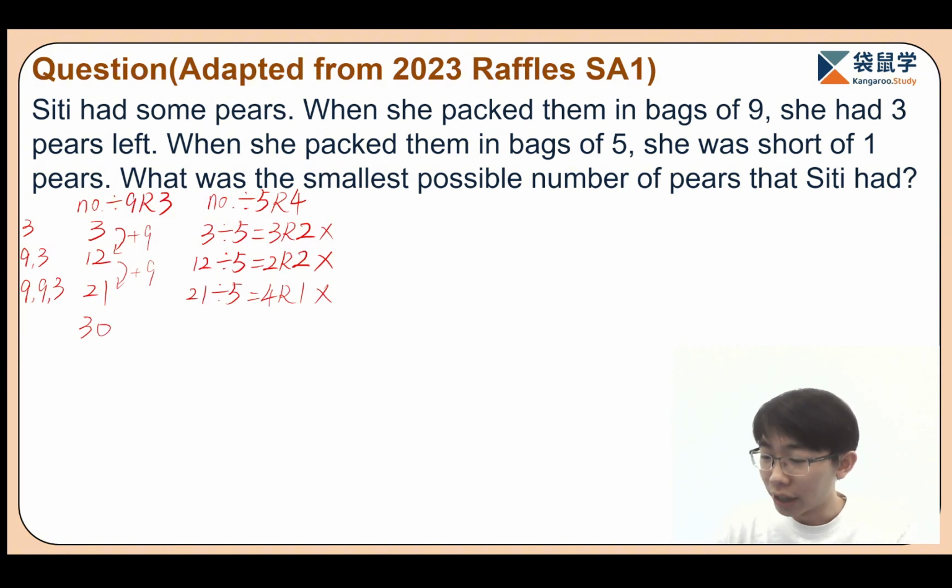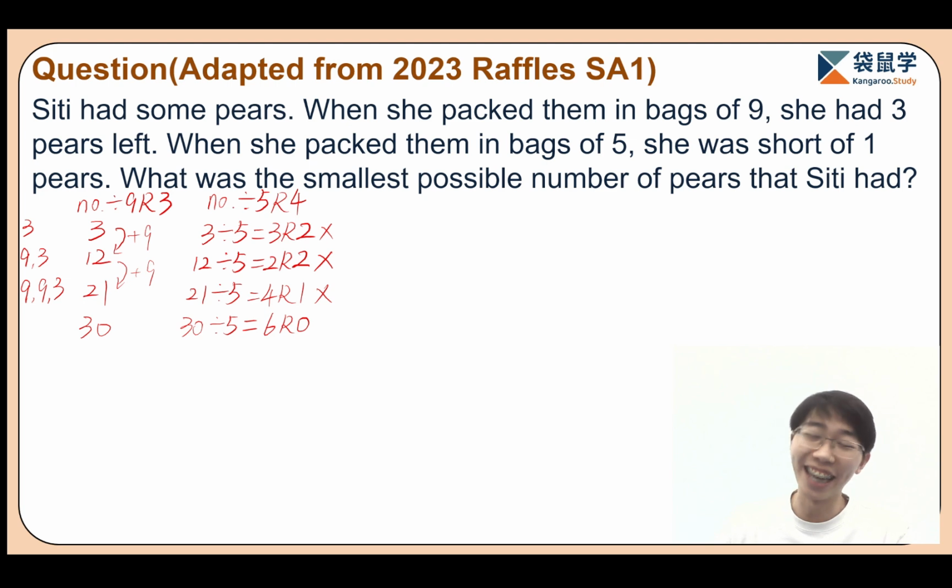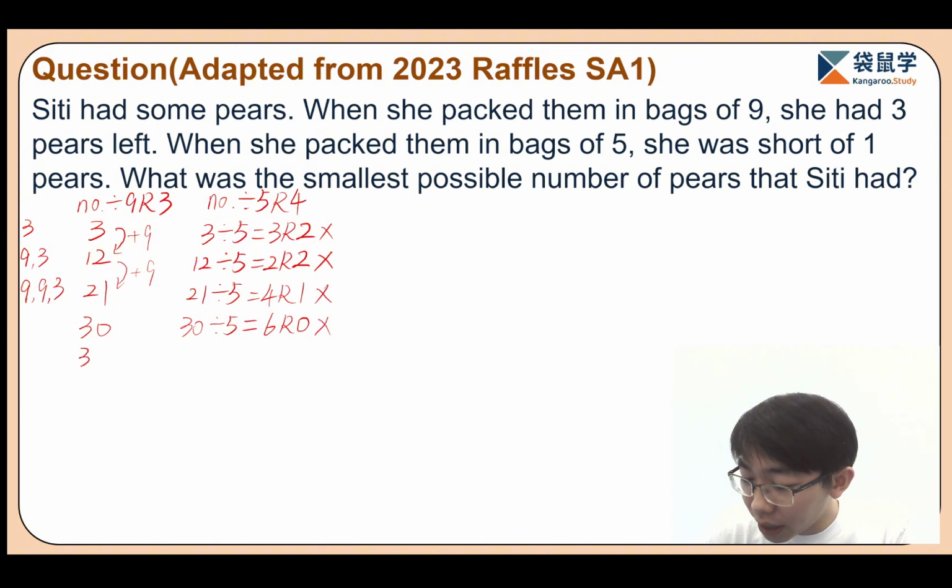Then we verify. 30 when divided by 5 equals 6 and the remainder is 0. Is this our answer? No again. So let me cross it out. And what is the next number after 30? 30 plus 9 equals 39. So the next number here should be 39. Now let's verify.